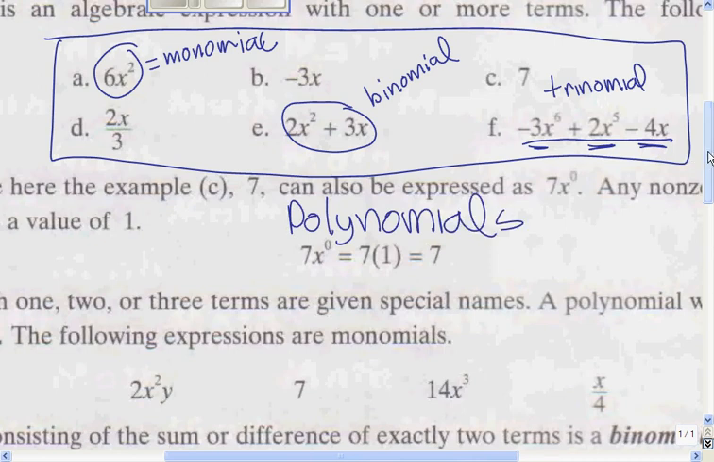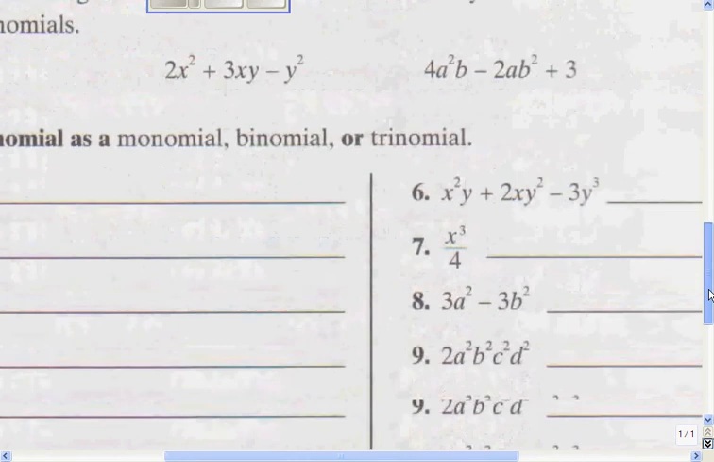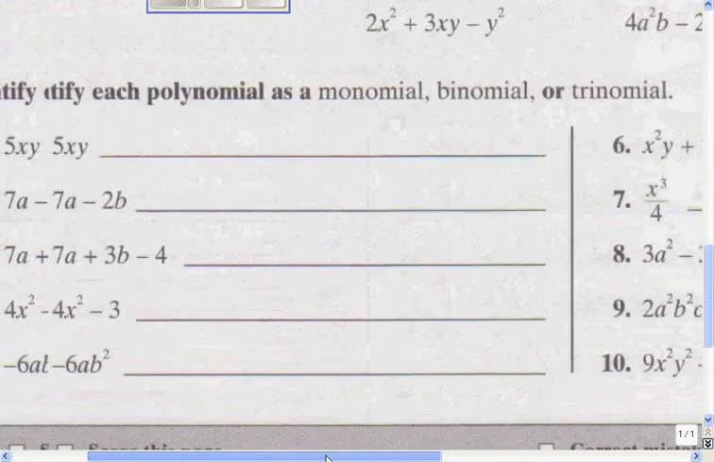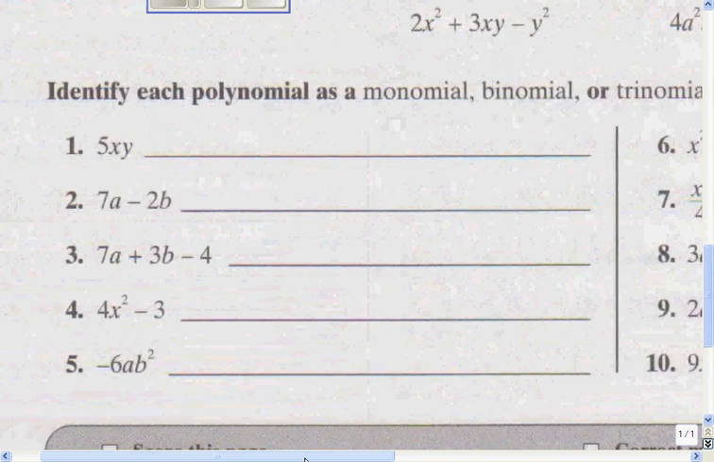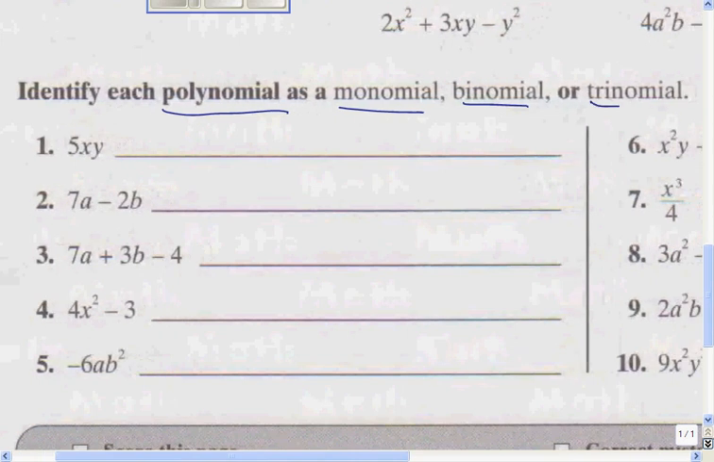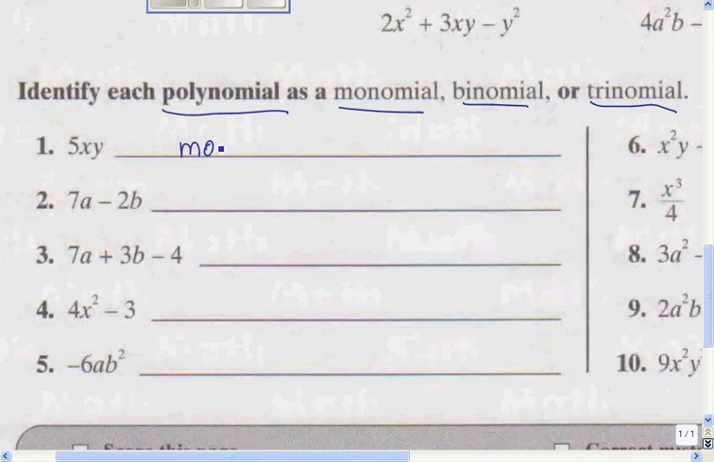What they're going to ask you to do on this page is tell them if these algebraic expressions here are monomials, binomials, or trinomials. All of them are considered polynomials, but they could either be called monomials, binomials, or trinomials. Okay? So here we've got 5xy. Well, since there's no positive or negative sign separating any of the numerals or letters, we know this is a monomial.